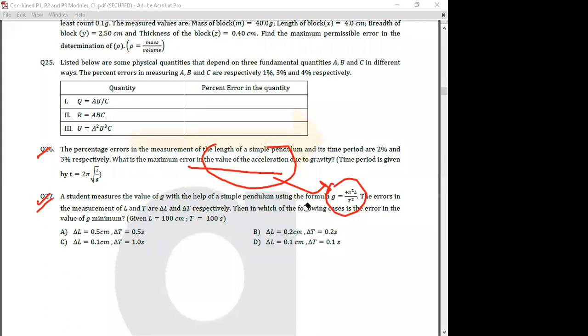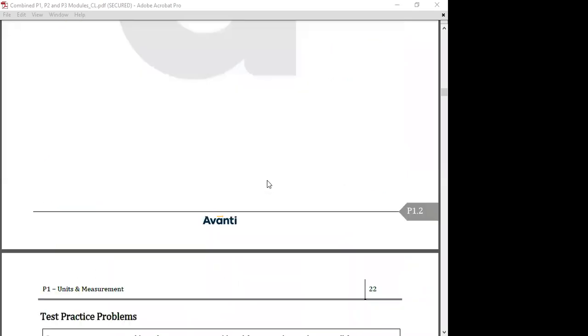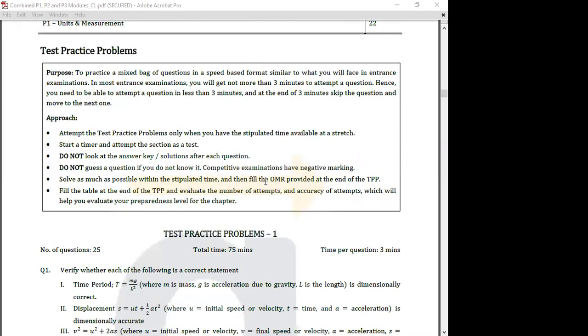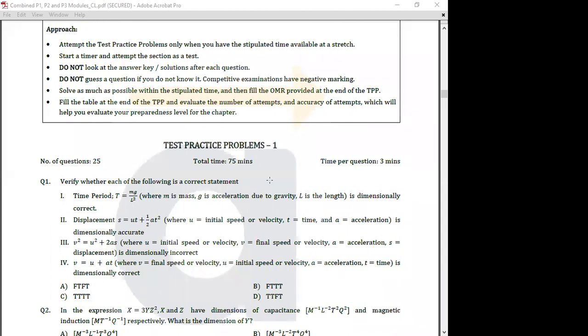Right, very good. So do you find this chapter an easy one? Tell me. I hope all of you find this chapter easy, right? Super easy. Okay. So tomorrow, day after tomorrow, you can practice these two TPPs. TPPs are test practice problems. So you should practice this as an actual test. Put a timer of 75 minutes and give it as a test.